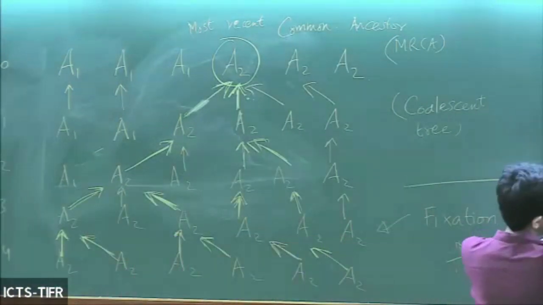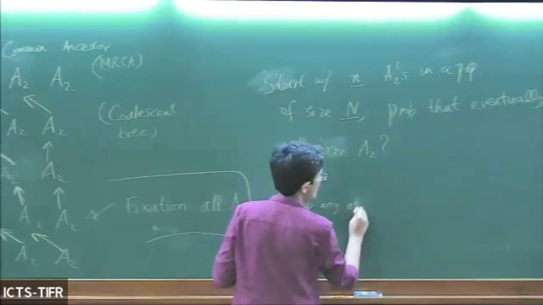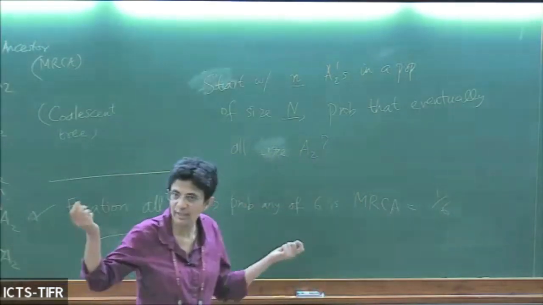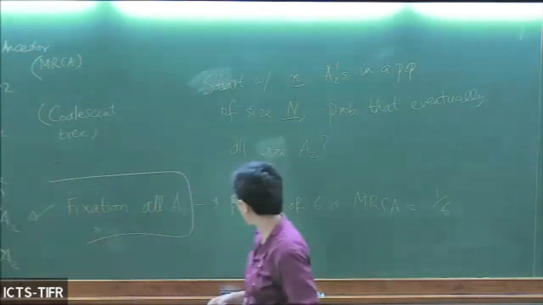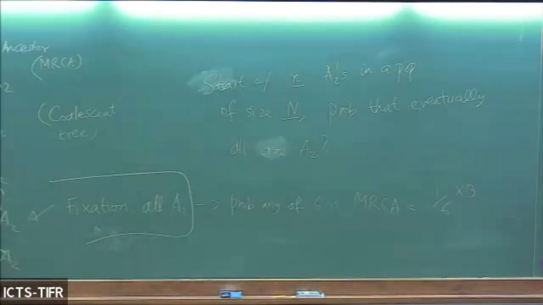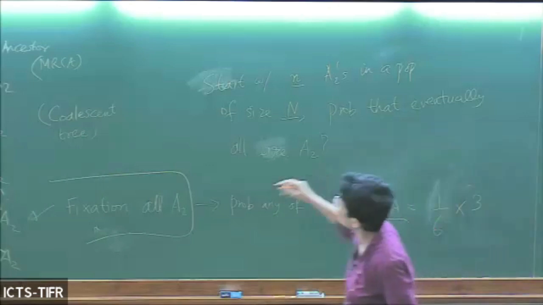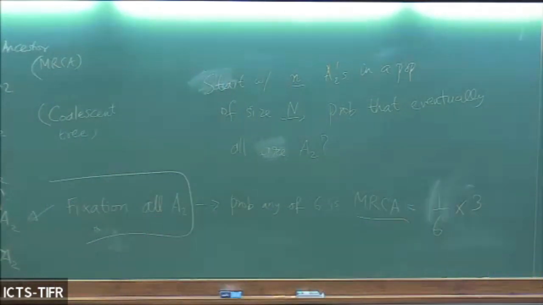So let me write it, and again, you can try to answer this question. So let me look for this guy. Probability any of the 6 is the MRCA is 1/6. The fair coin, right? They're all equally good. But how many are there? It could have been this one, or this one, or this one. So this is enhanced by a factor of 3, right? Therefore, this probability is half, which you could have just guessed, right? Is it okay? So it's 1 by 6 times 3. MRCA is this guy, the most recent common ancestor. Okay, is this simple argument okay with everyone?